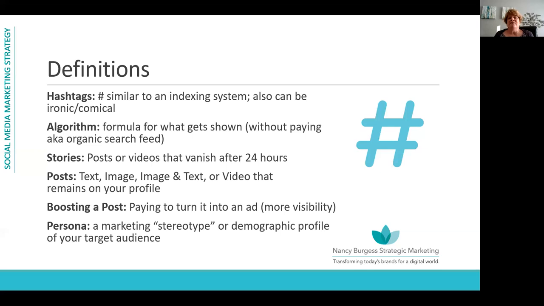An algorithm is the formula, for social media and other things, that decides what gets shown and who gets to see it and how many people get to see it without paying for it. In other words, the organic search feed, which is kind of a fancy name for saying people get to see your stuff. And stories are posts that vanish after 24 hours.